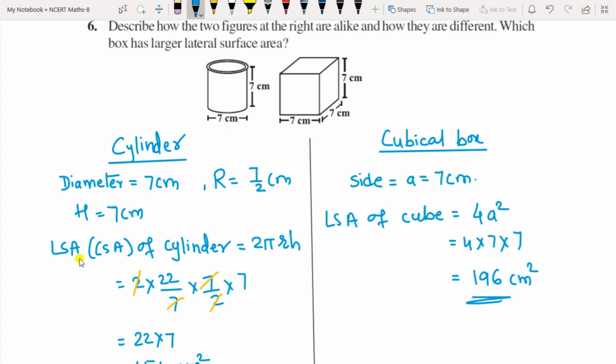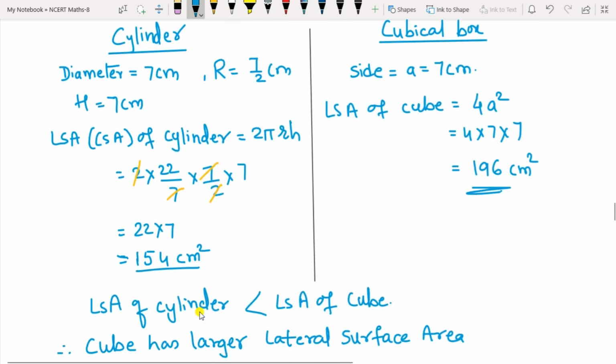So the lateral surface area of the cylinder, which can also be called the curved surface area of the cylinder, is equal to 2 pi RH, the formula you can see above. So it is 2 into, substitute the values, pi value is 22/7 always, R is 7/2 and height is 7 here. Cancel the numbers, and then you get the answer as 154 centimeters square, which is the curved surface area of the cylinder.